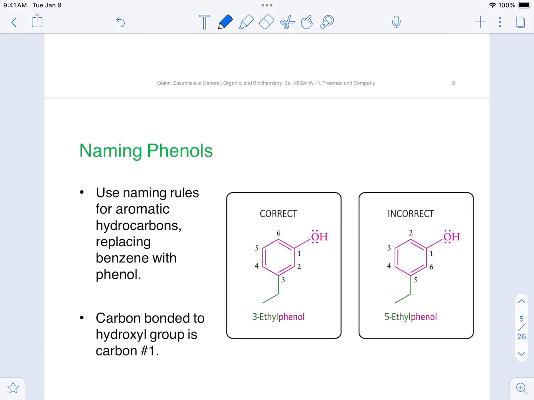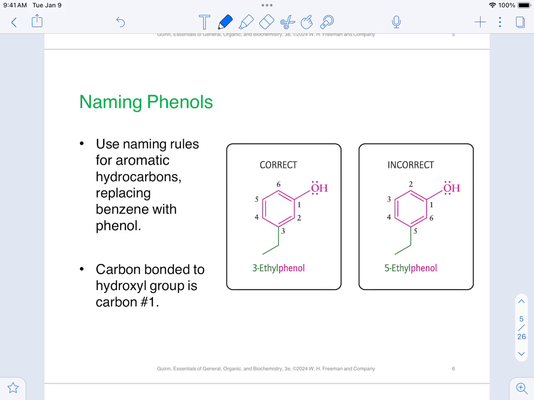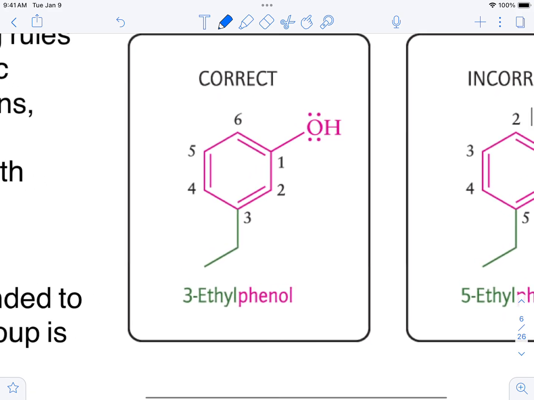All right, naming phenols. We use the same rules that we used for aromatic hydrocarbons, except we are replacing the word benzene with phenol. Carbon bonded to the hydroxyl group is the first carbon. So you always want to start with that OH group. So here you can see we have our aromatic compound here. And then we have a bond to our OH. That's how we know it's a phenol.